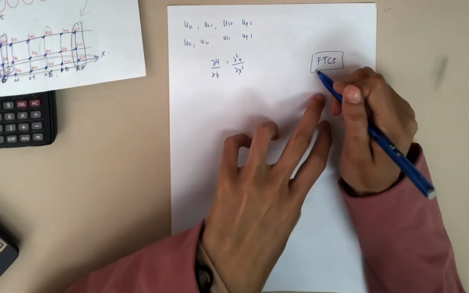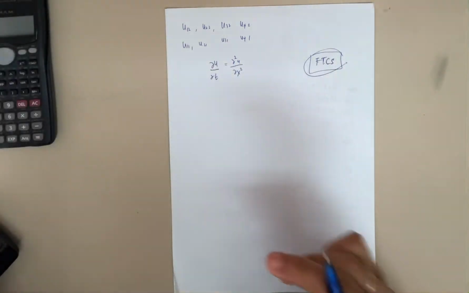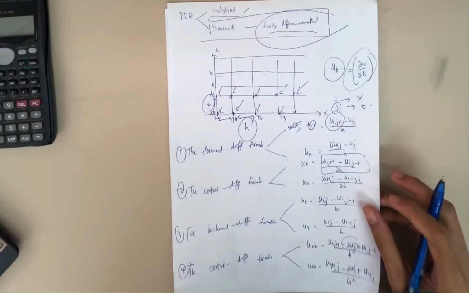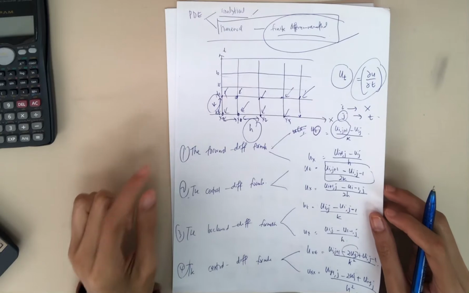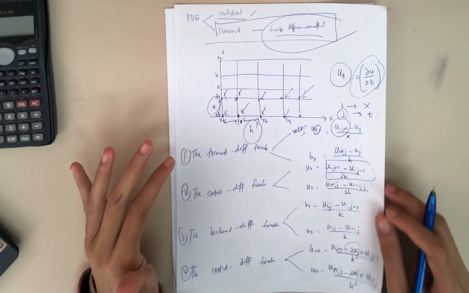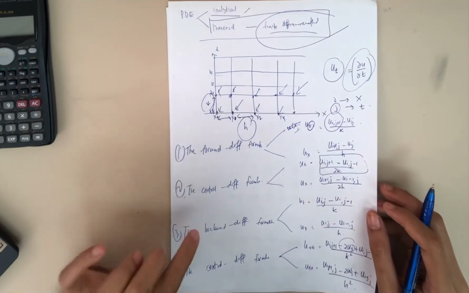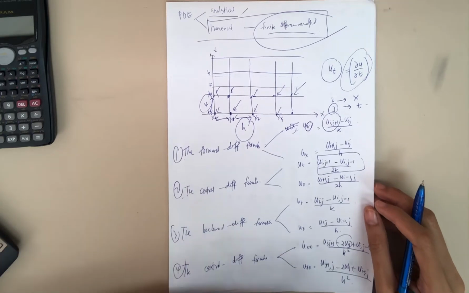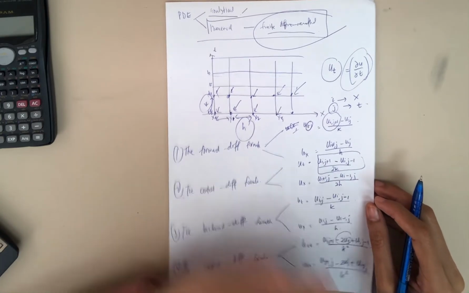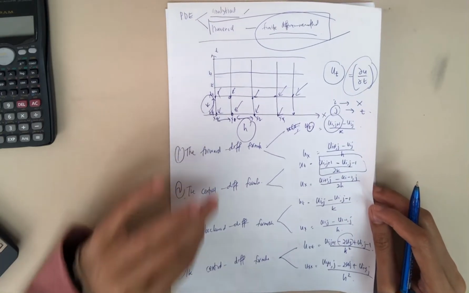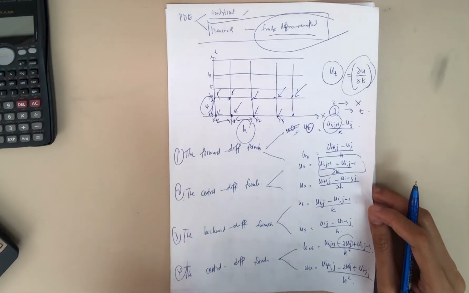So class, why do I highlight this? Because if you refer back to this formula, you have forward, centered, backward. This one you ignore. Let's look at these 3 first. Forward, centered, backward. So there are 3.